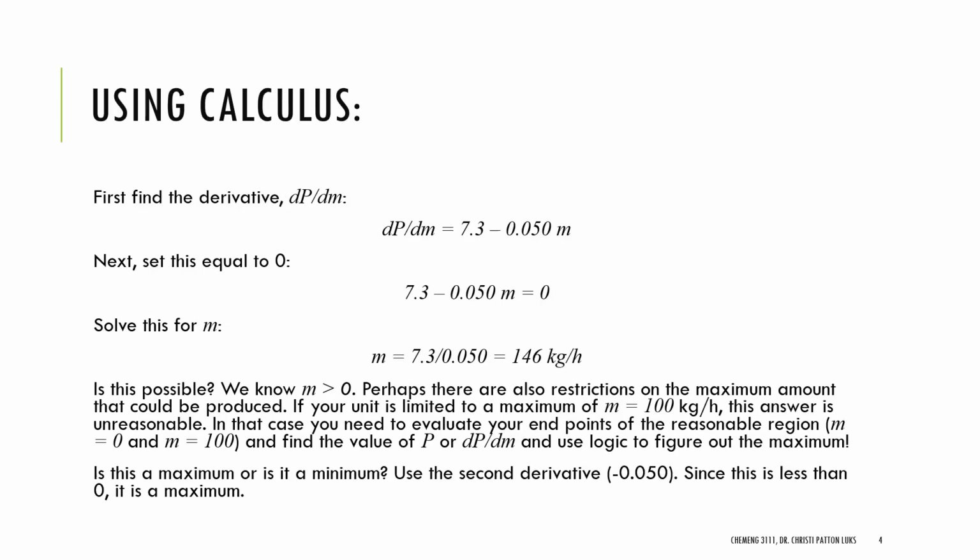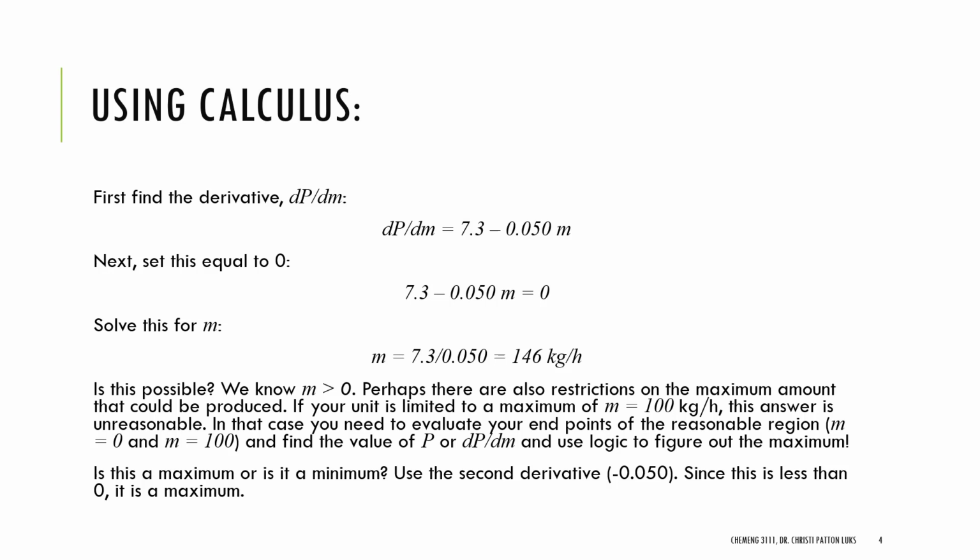So we know how to do this using calculus, right? You find the first derivative, dP/dM, in this case 7.3 minus 0.05 M. Then you set that equal to 0 and solve for M, and we end up with 146 kilograms per hour as the flow rate that's going to maximize this. Okay, so good. That's a positive number, so therefore it's at least physically possible.